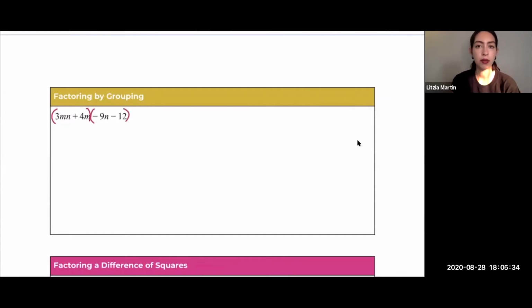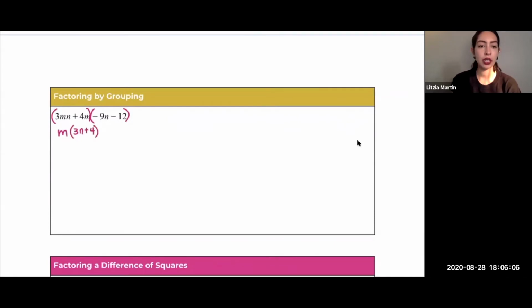2 parts. So once we break it into 2 parts, we're going to look at the first 2, in this case 3mn plus 4m, and we want to see what is the greatest common factor. So remember I said that's usually the first one that we want to take a look at. So I see that there's an m in common, so I'm going to factor out an m, and that leaves me with 3n plus 4.